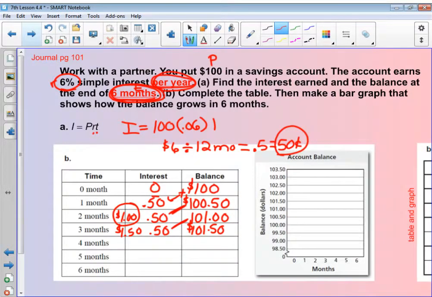Okay, so let's do one more. The next month, at month 4, I still get another 50 cents. So now my interest is up to $2. And my balance, if I add these together, is now $102. Okay, so I want you to go ahead and finish out months 5 and 6. And then you're going to go ahead and graph it.